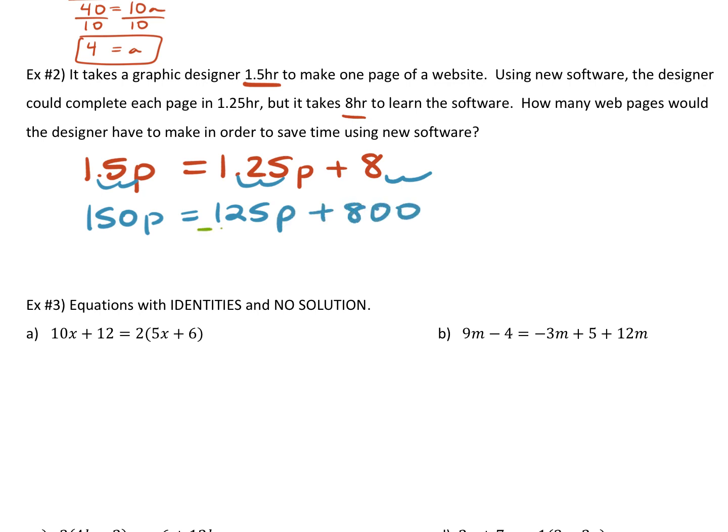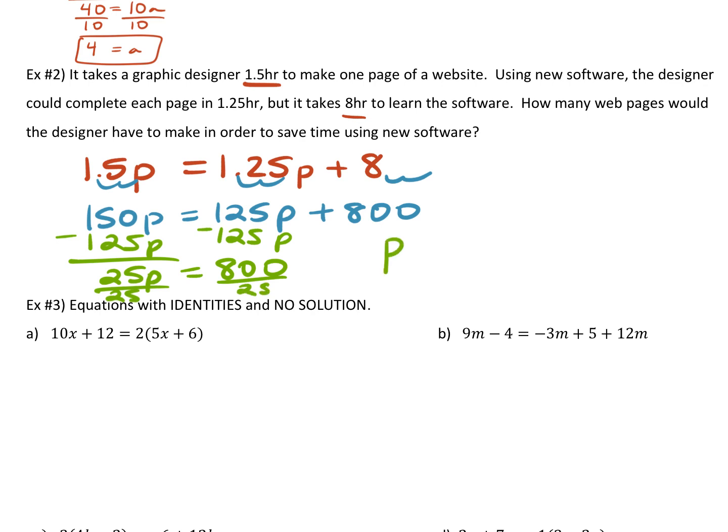Then you would take away the 125p. So you get 25p equals 800, and then you would divide by 25. So p comes out to 32. Okay.